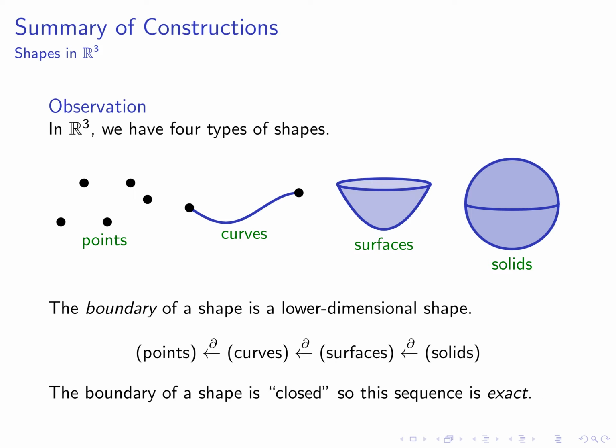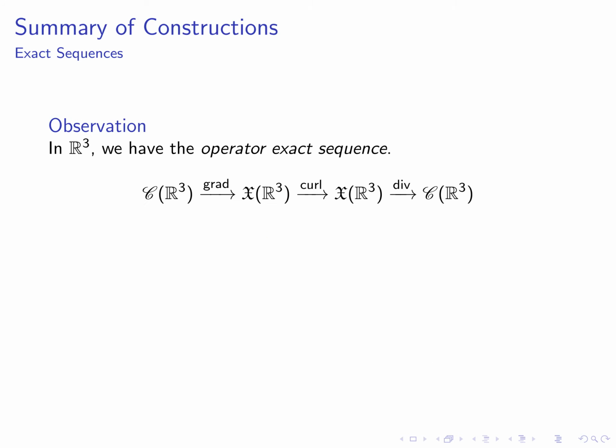And we've seen the notion of an exact sequence before. Namely, we've seen the exact sequence when we discussed the operator exact sequence. Remember, the notation here, script C of R3 is the notation for all scalar fields on R3. Script X of R3 stands for all vector fields on R3.